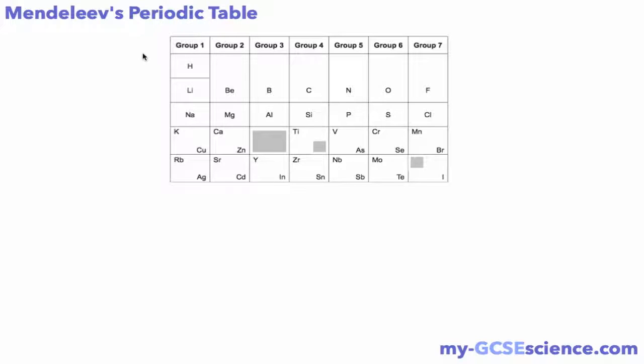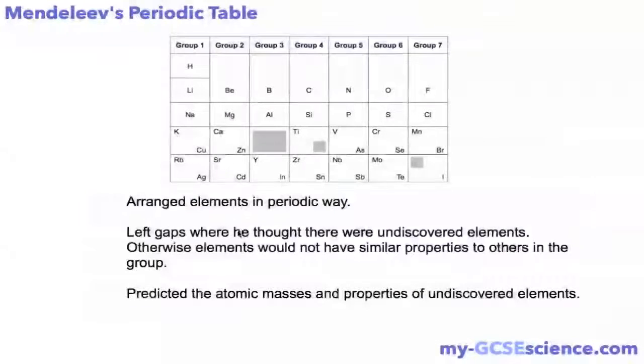The next scientist to come along was somebody called Dmitry Mendeleev, and he was a Russian scientist, and he arranged the periodic table slightly differently. You'll notice we've got up to group 7 here. We haven't got group 0, which is the noble gases, which hadn't been discovered yet, but he had something that looked a bit like this.